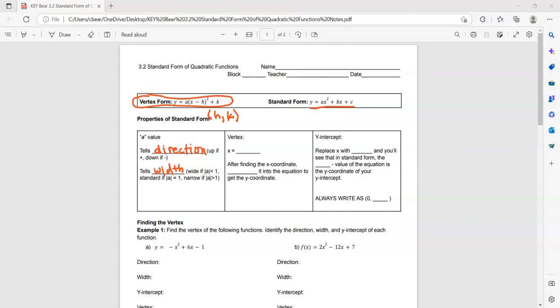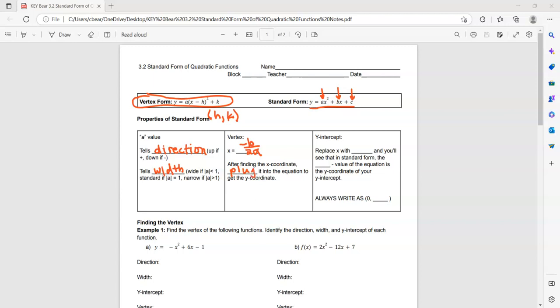The vertex, there's a formula that you're going to be using, which is negative B over 2A. That's why you have to know from the standard form what your A, B, and C values are, because you need those to help you do the vertex. After you find the x coordinate, you're going to plug it into your equation to get the y coordinate.